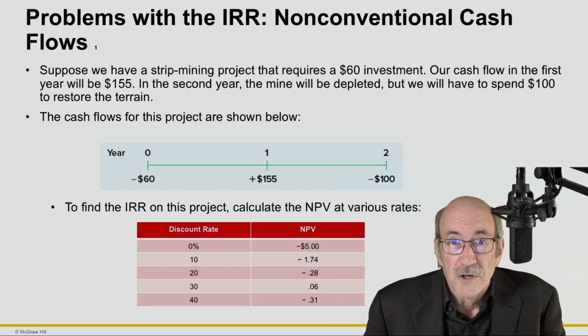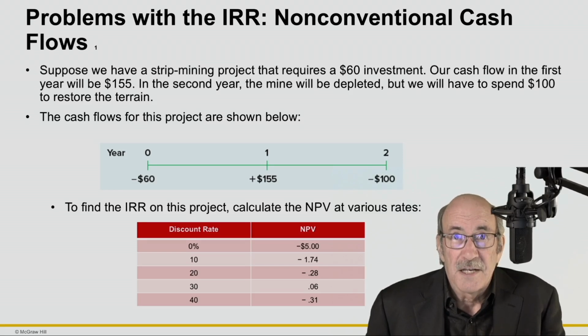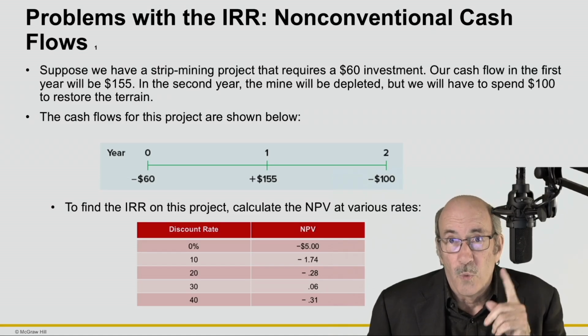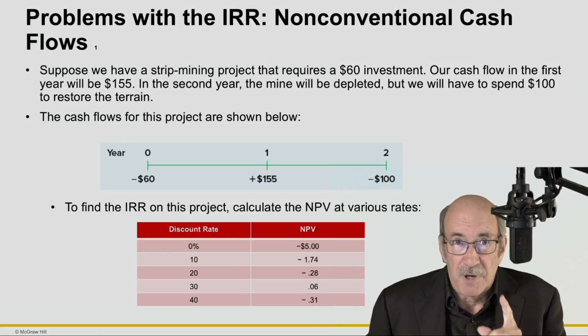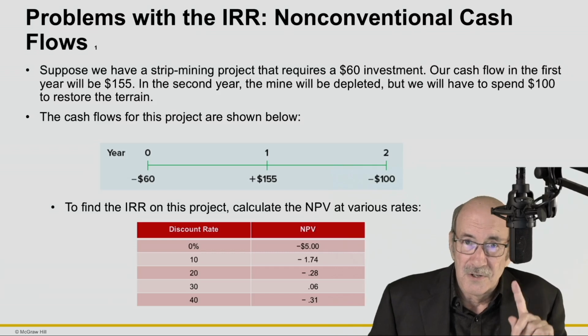Now, here's one of the problems that I alluded to earlier with internal rates of return. If the signs change on the cash flows over the time period more than once, we're going to have multiple possible internal rates of return. Hold on. I know it sounds weird, but it's true. Here's an example.